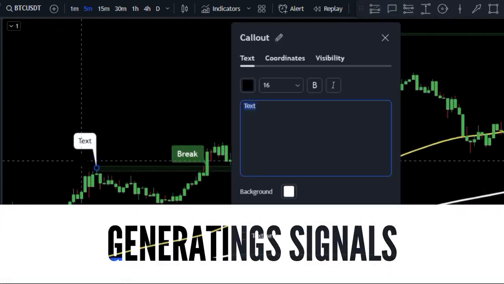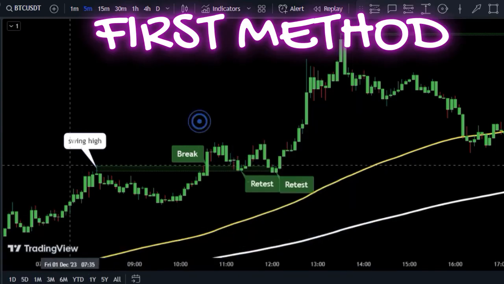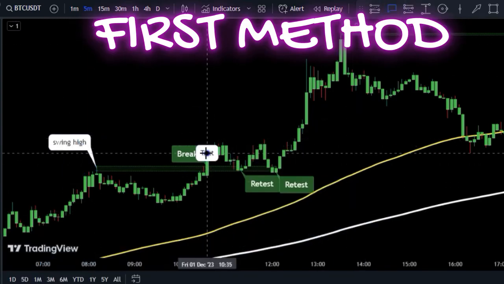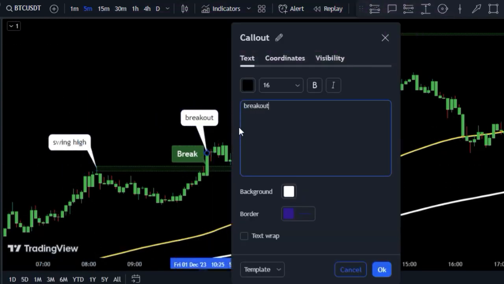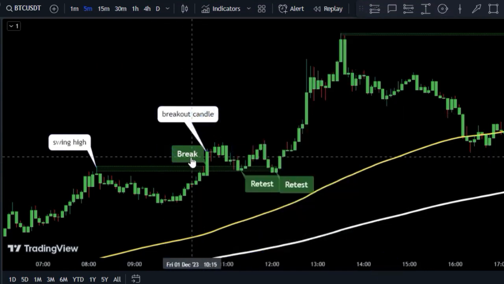And the indicator signals in two ways. First, it identifies significant swings in the market and issues a break signal when these swings break out, which can be used to enter a trade.